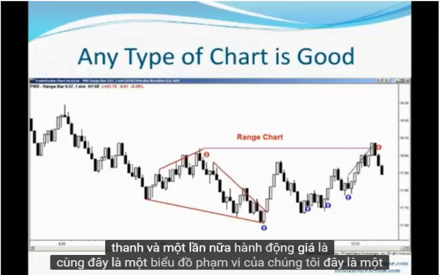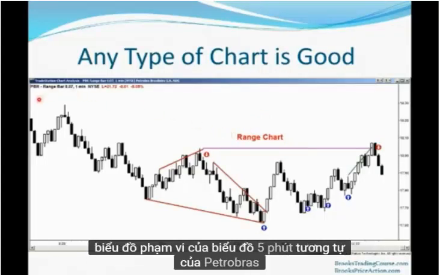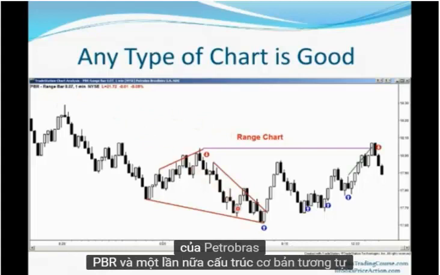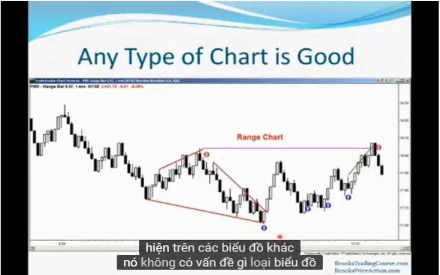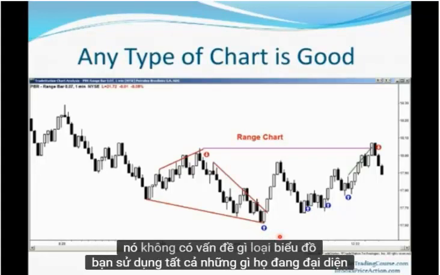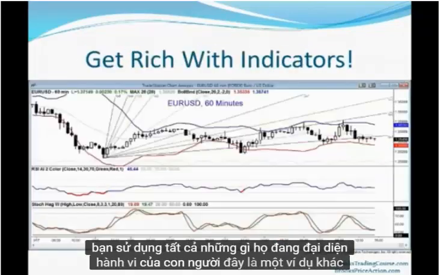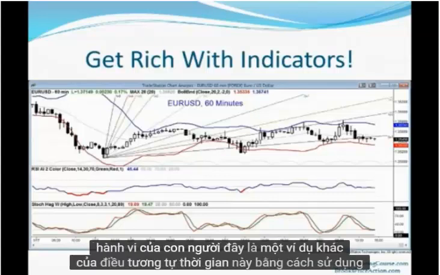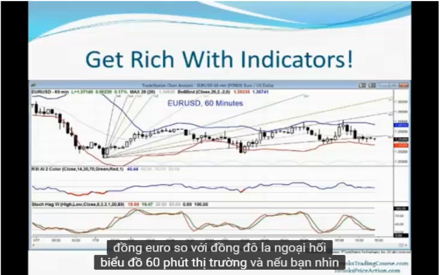Here's our range chart. This is a range chart of the same 5-minute chart of Petrobras PBR, and again the same basic structure is present on this chart as was present on the other charts. It does not matter what type of chart you use. All they are is representing human behavior. This is another example of the same thing, this time using the euro versus the dollar cross forex market 60-minute chart.